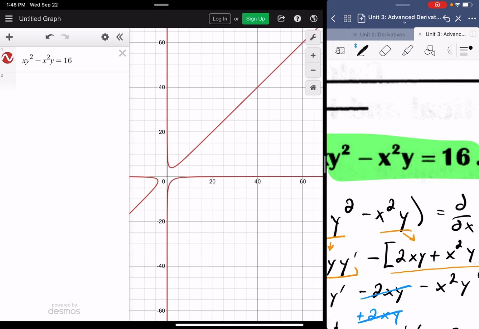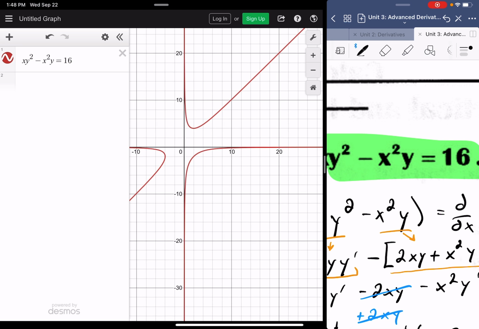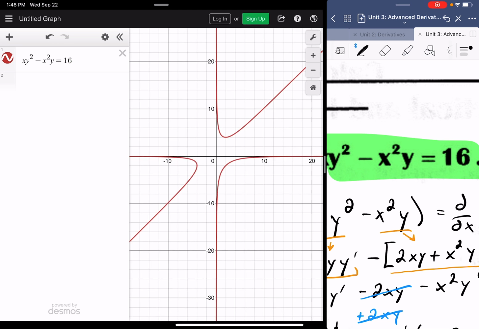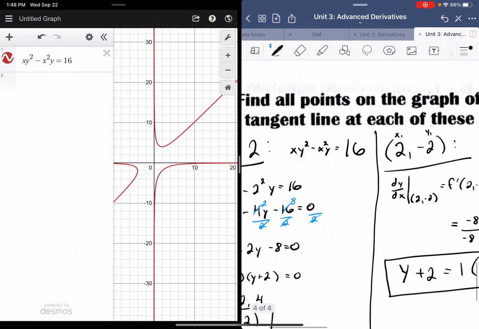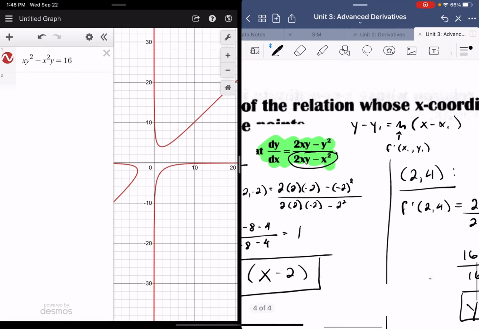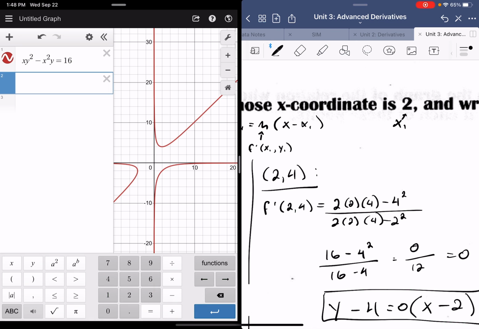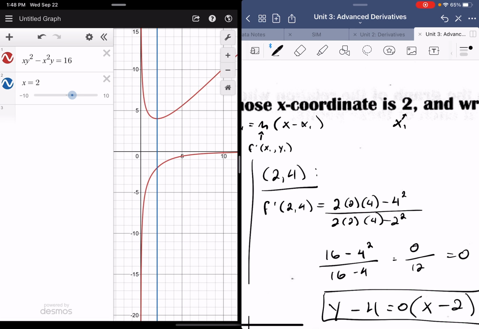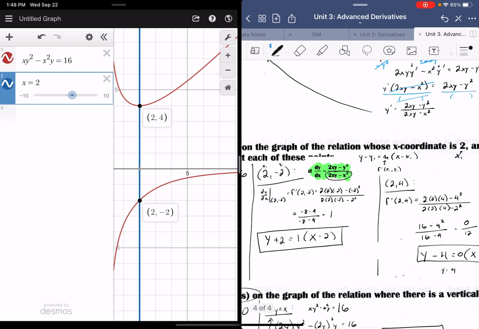So it kind of looks like a rational equation, but notice on the right here, there's a top and a bottom part. So this is definitely not a function. All right. So here, it said find all points in the graph of the relation whose x-coordinate was 2. So if I just type in x equals 2, this is going to create a bar for us, and we can see everywhere where the graph is equal to 2. That happens there at 2, 4. It also happens there at 2, negative 2. Notice those are the 2 points we found, 2, 4 and 2, negative 2.